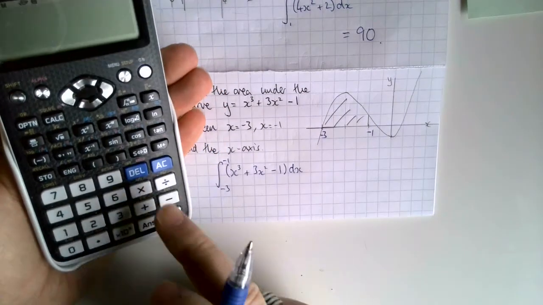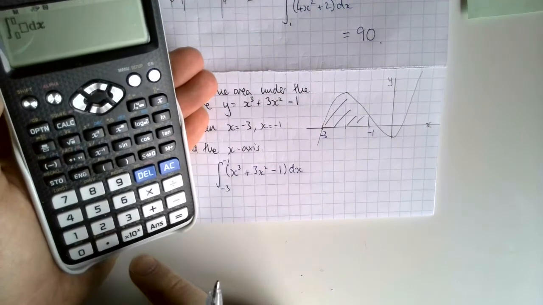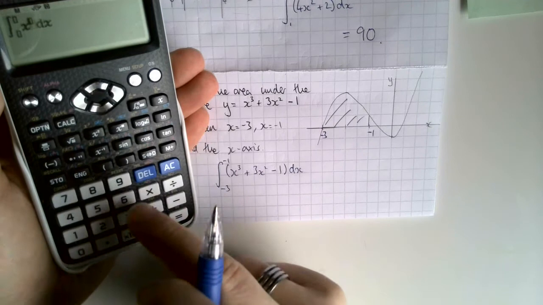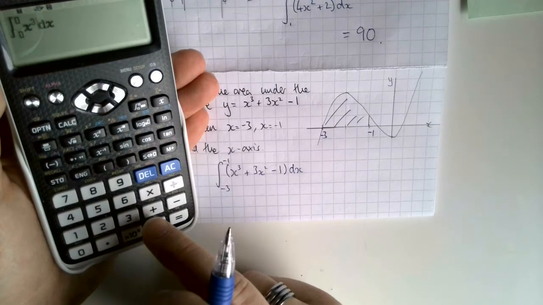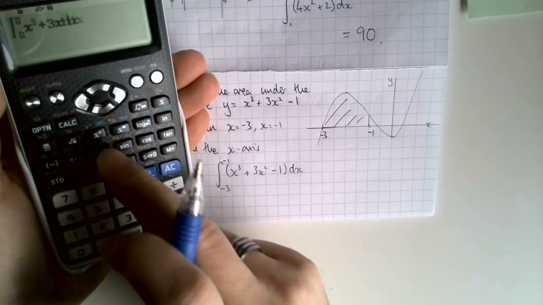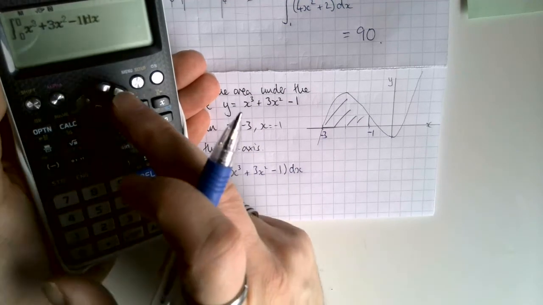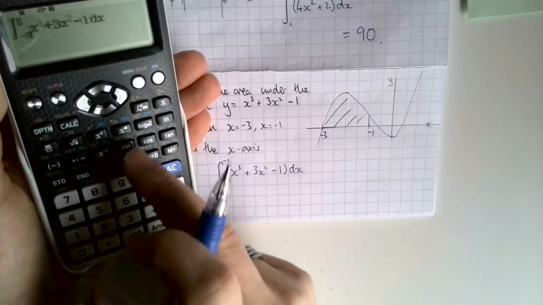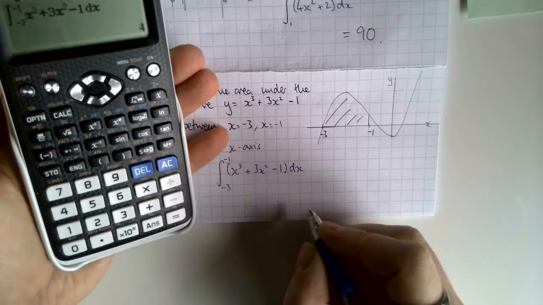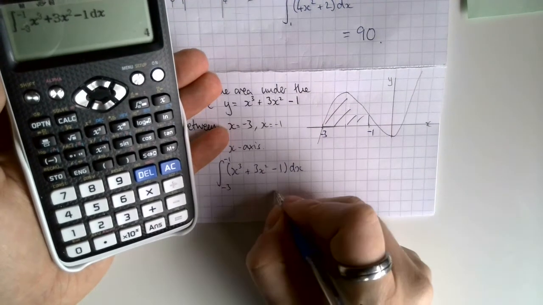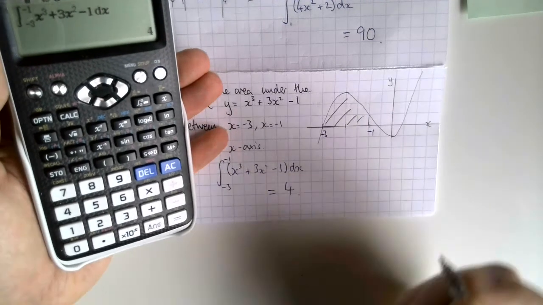Alright, and just to check that you get the right answer, x cubed plus 3x squared minus 1 from minus 3 to minus 1 comes out as exactly 4. That's pleasing. Hopefully that's what you got too.